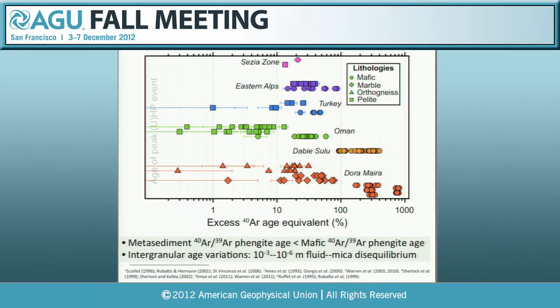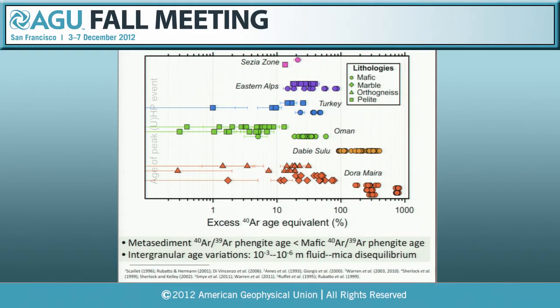The ages are expressed as percentages, so the ages are normalized to the accepted date of high-pressure metamorphism as determined by the uranium-lead or lutetium-hafnium, so high-retentivity geochronometers. Three points are, firstly, that excess argon is ubiquitous. It's an extreme example in high-pressure rocks.